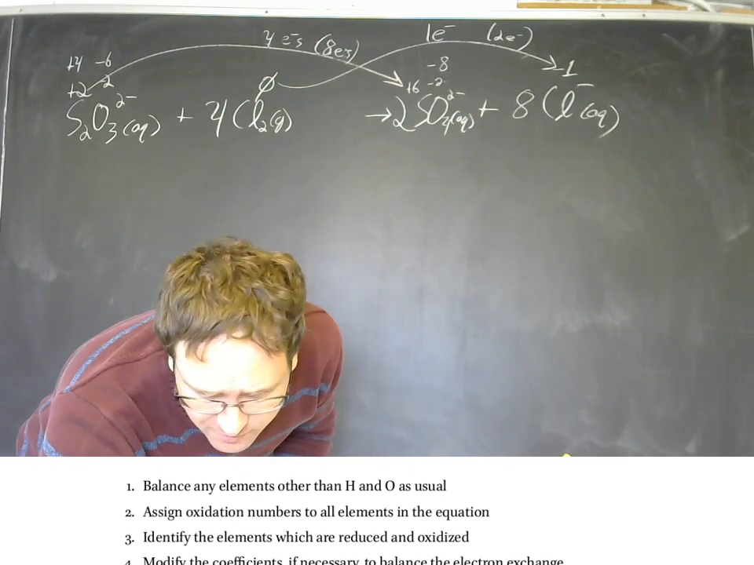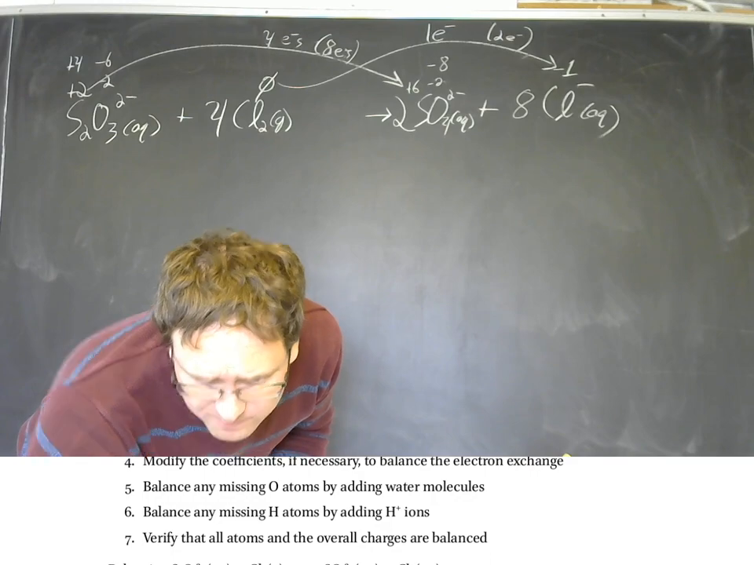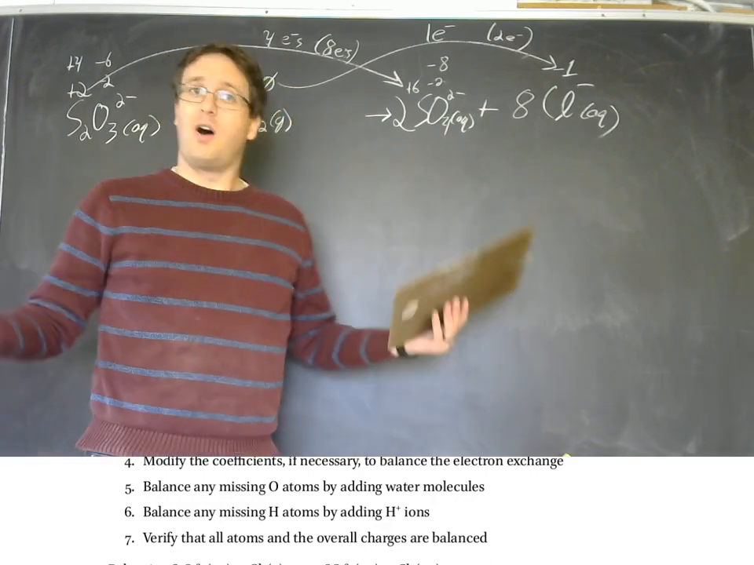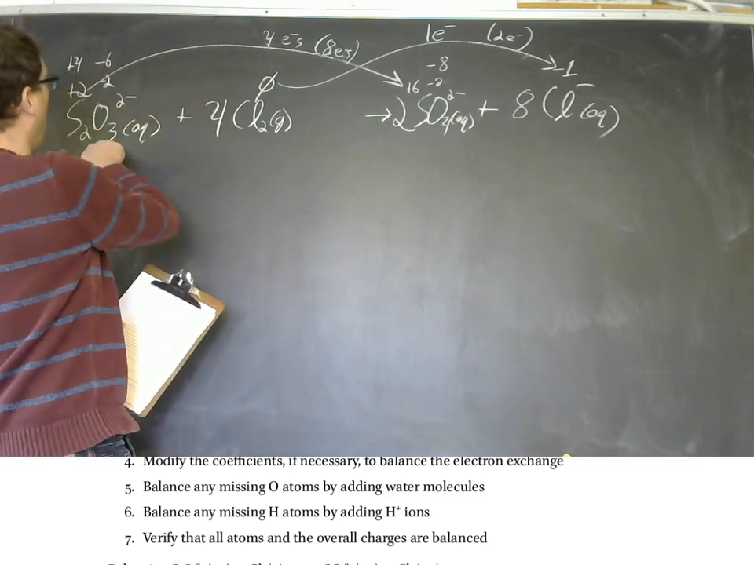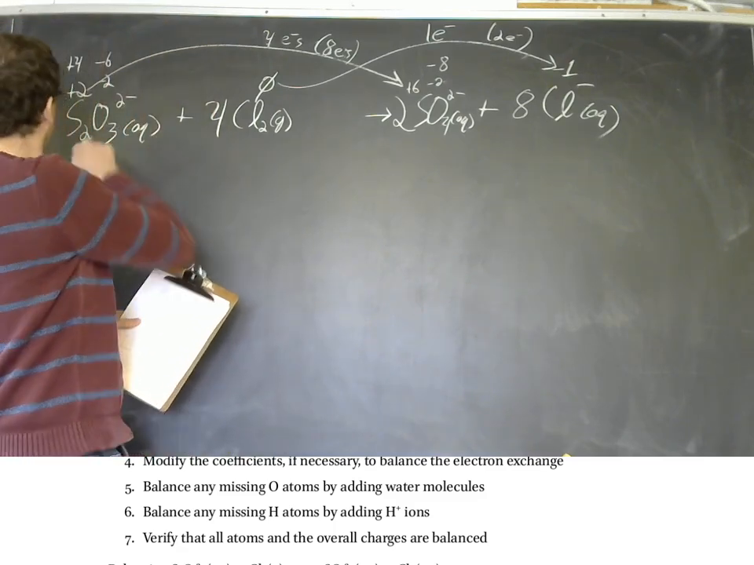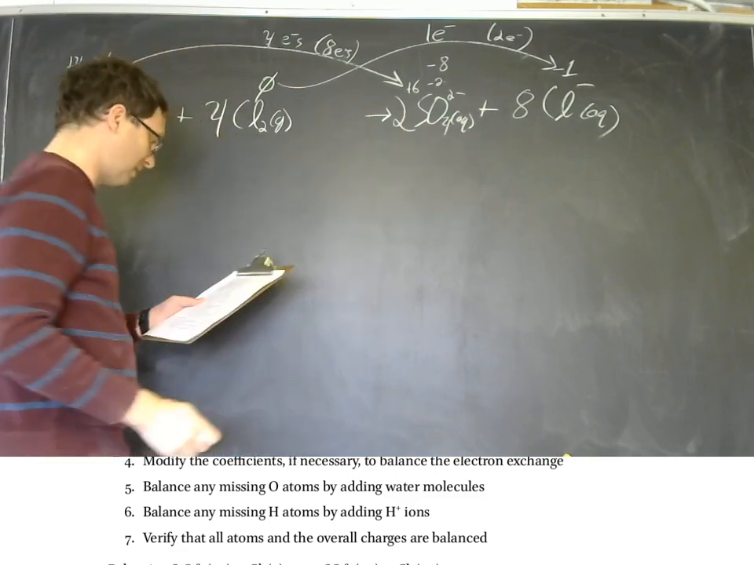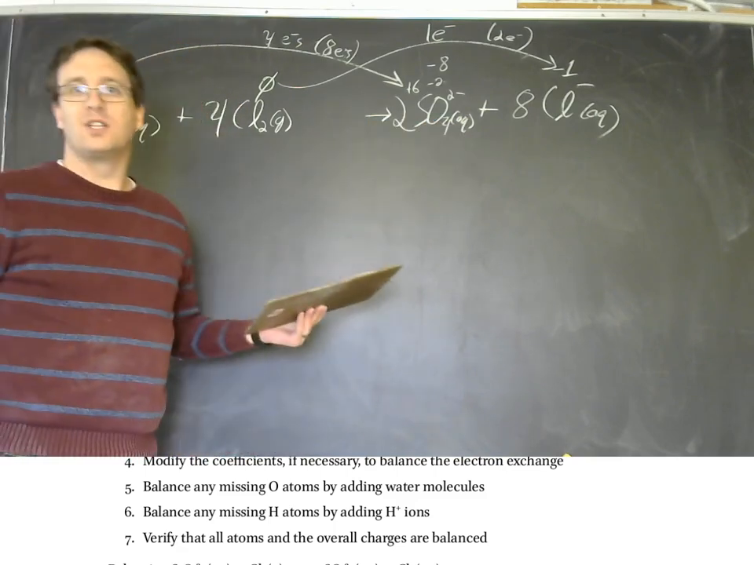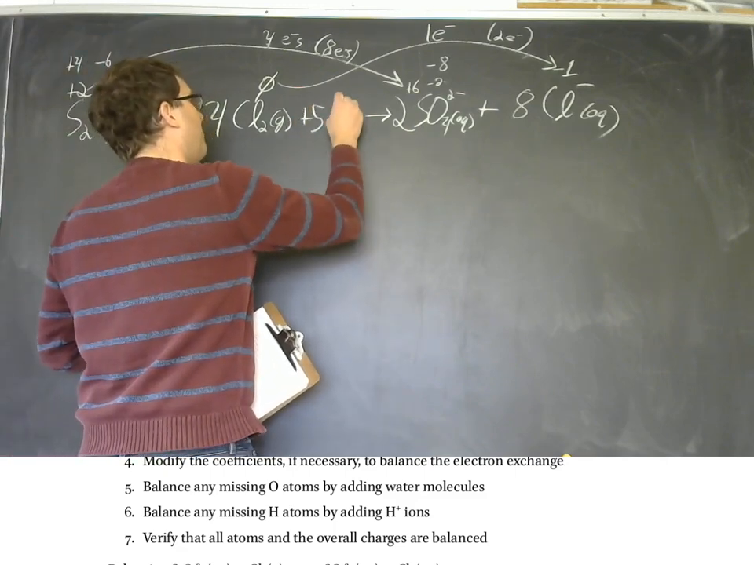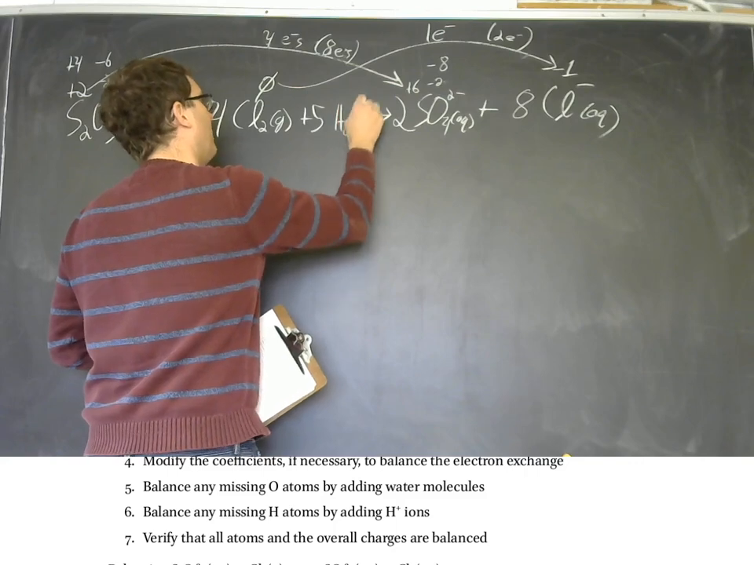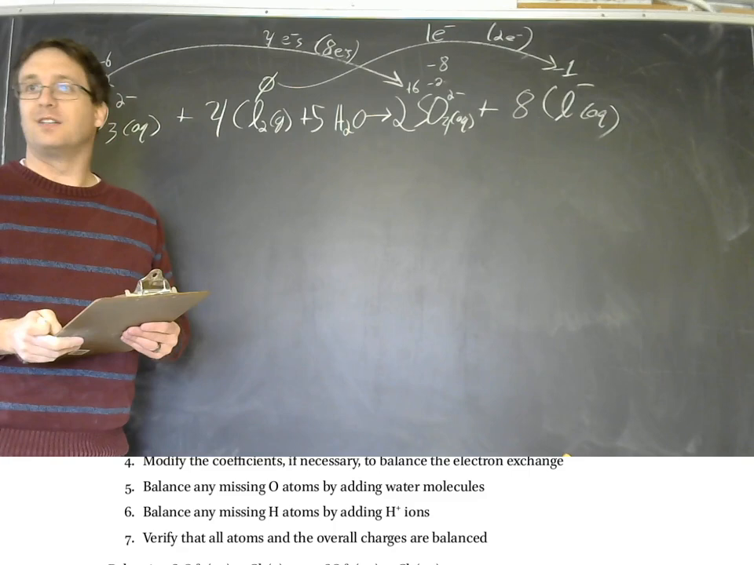So we've modified those coefficients to balance the electron exchange. Now we'll balance any missing oxygen atoms by adding water. We've got only 3 oxygens on this side, but we have 4 times 2, a total of 8 oxygens, on the product side. So we have a deficit of 5 oxygens. We'll add 5 H2O on the reactant side.